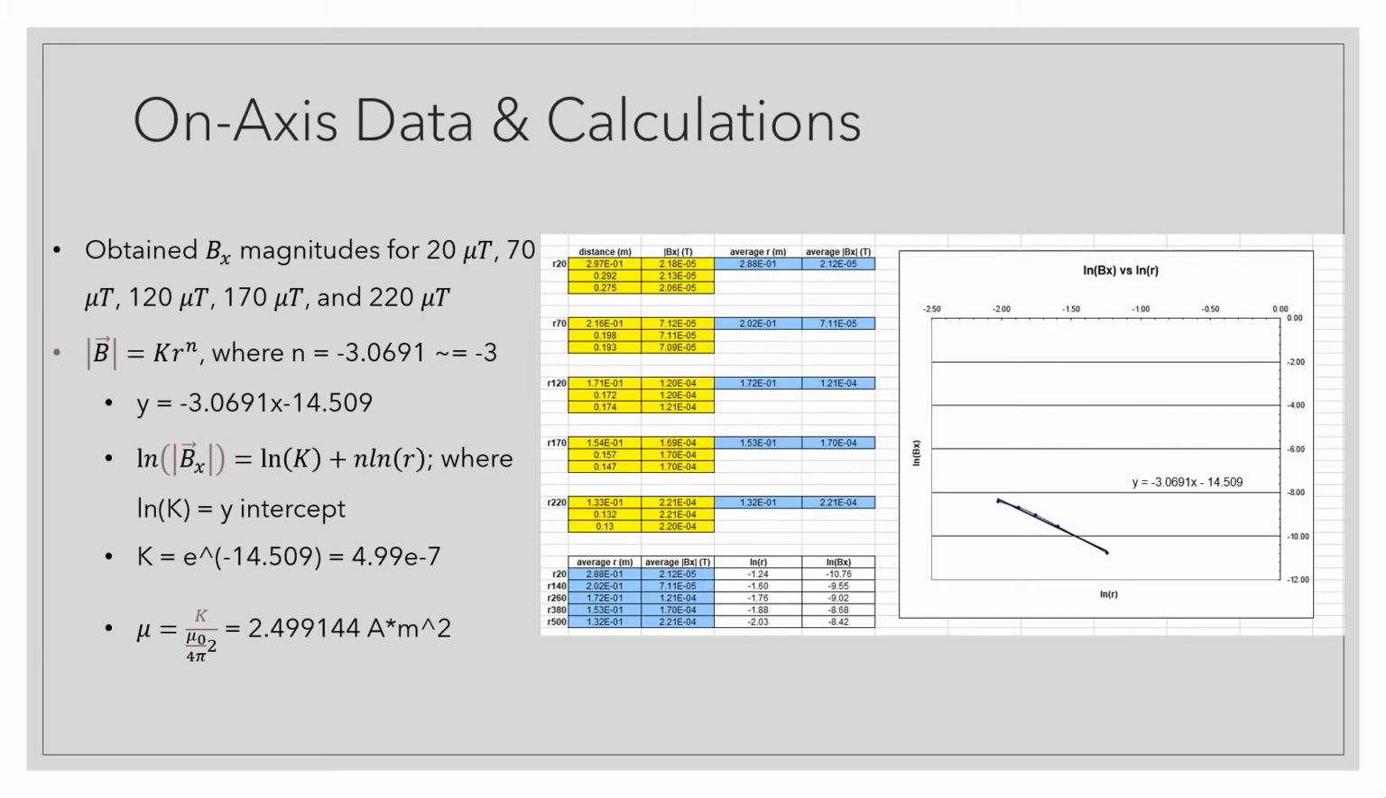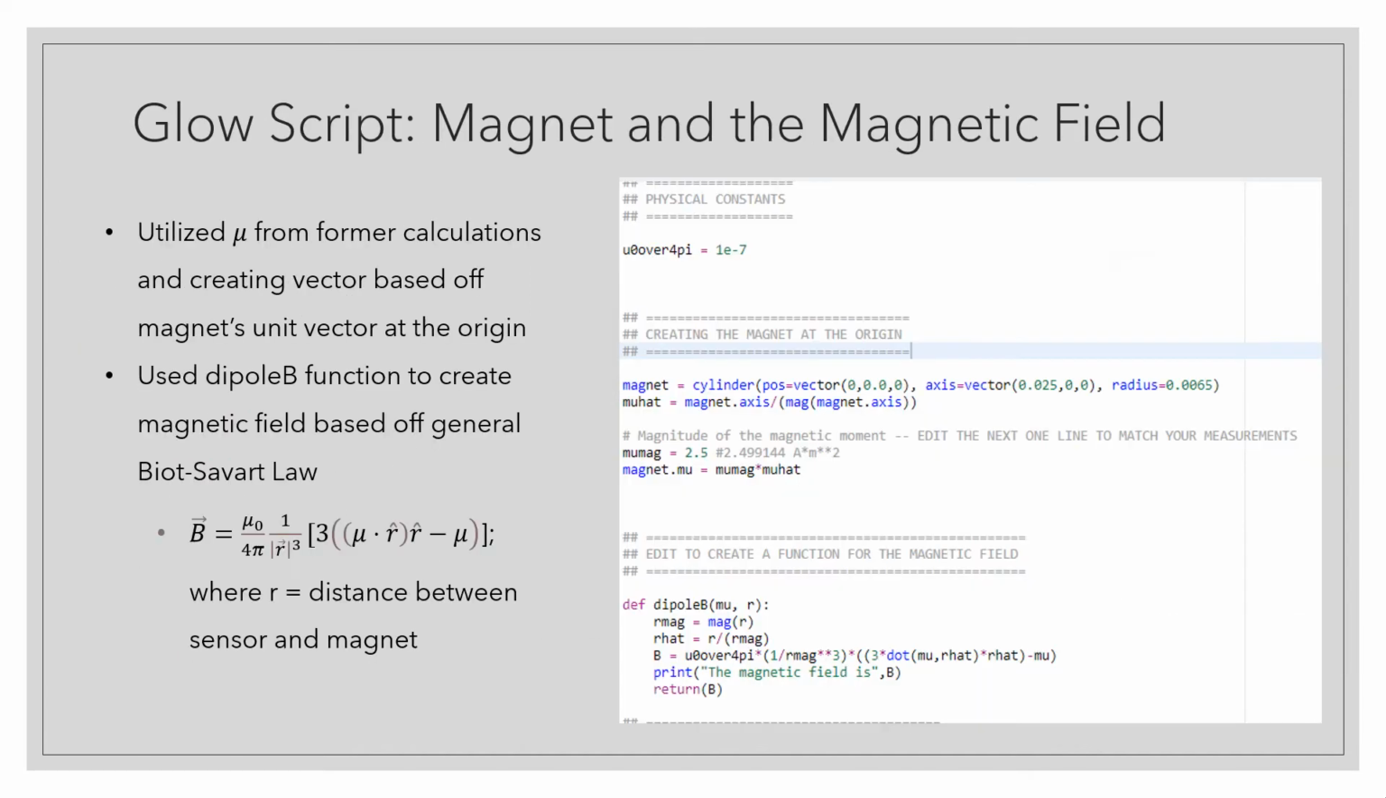By setting the approximation formula equal to the on-axis dipole formula for magnetic fields, we were able to cancel out r to the third and solve for mu after solving for k, which was 4.99 times 10 to the negative 7th. Mu was equal to 2.499 amps times meters squared. In our code, we used mu to create vectors based off the magnet's unit vector at the origin.